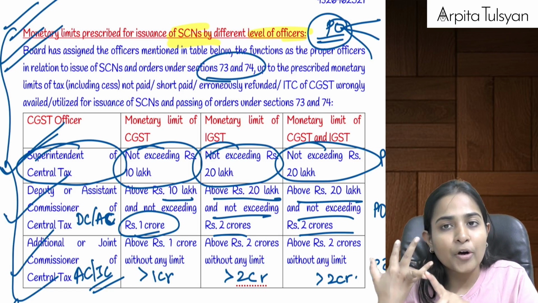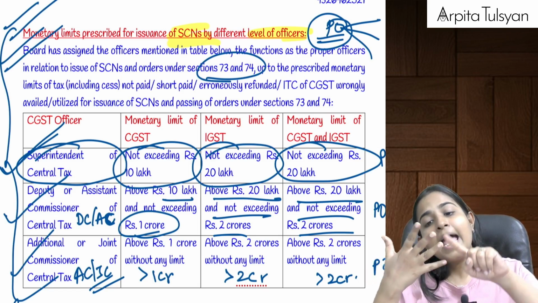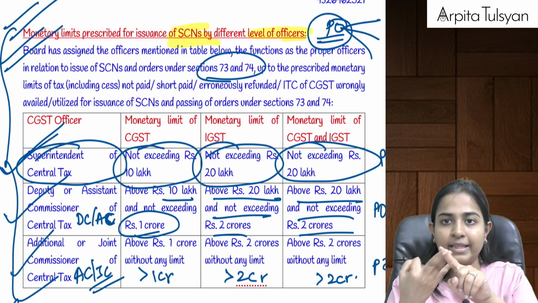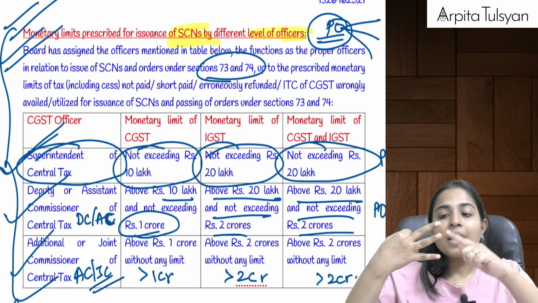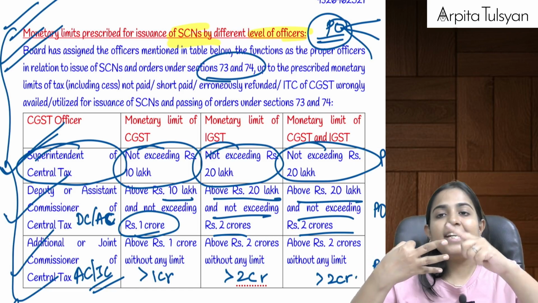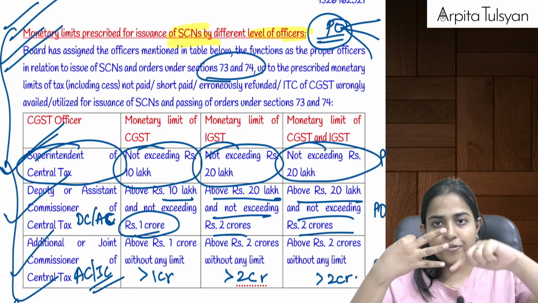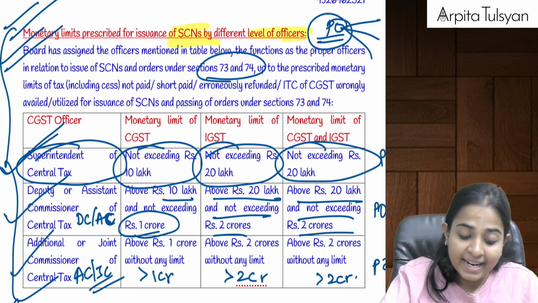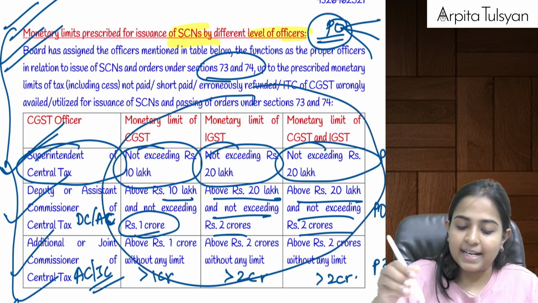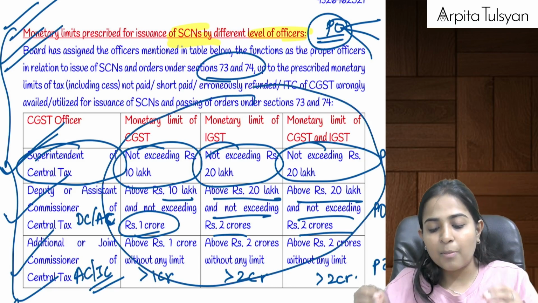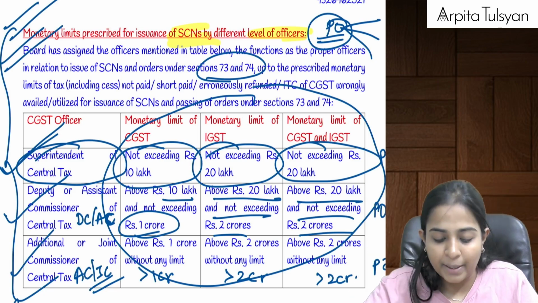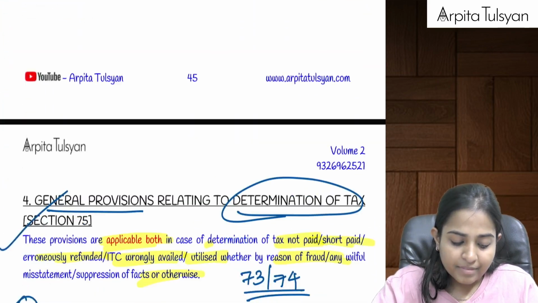Assistant commissioner or deputy commissioner are the proper officers, and additional commissioner or joint commissioners are the proper officer. Okay, 3 levels: superintendent, assistant or deputy, additional or joint. These are the proper officers from lower to higher level. These are the officers depending upon the monetary limit of taxes. Depending upon the monetary limit, these officers are required to issue the show cause notice to that particular taxpayer. Are you clear with this?